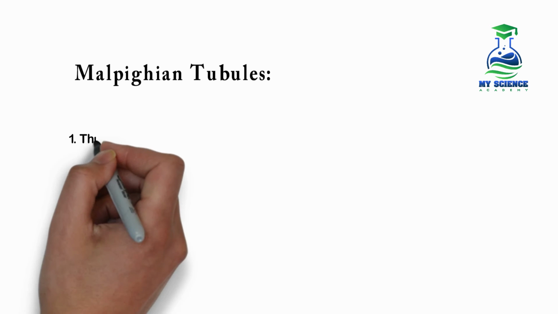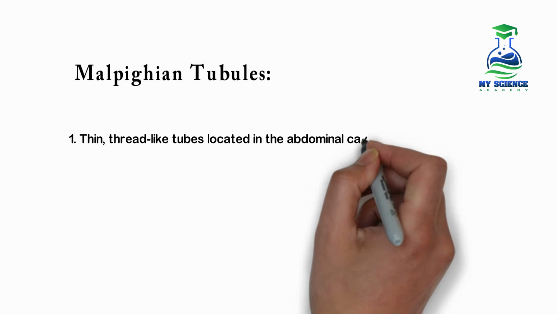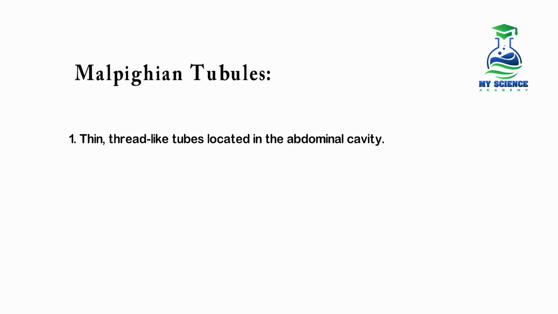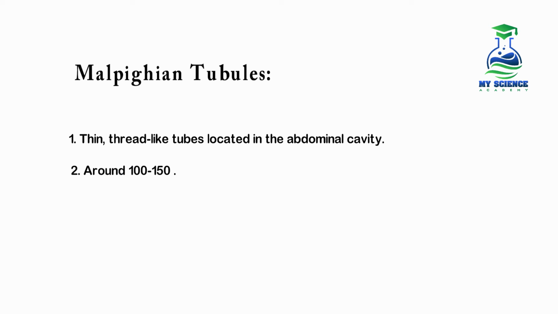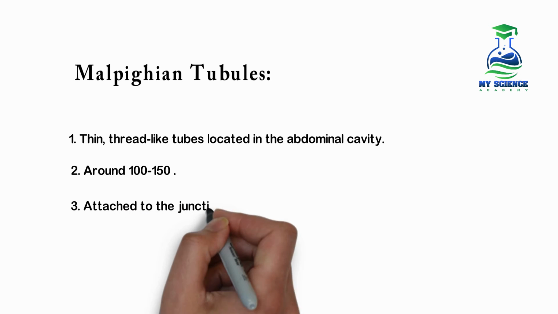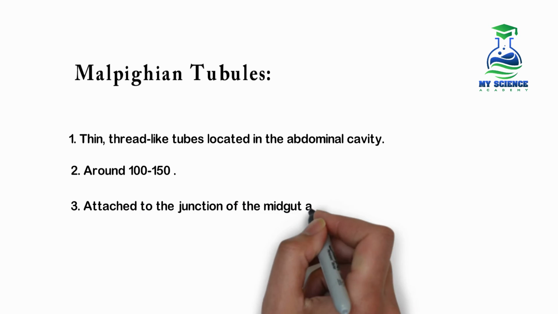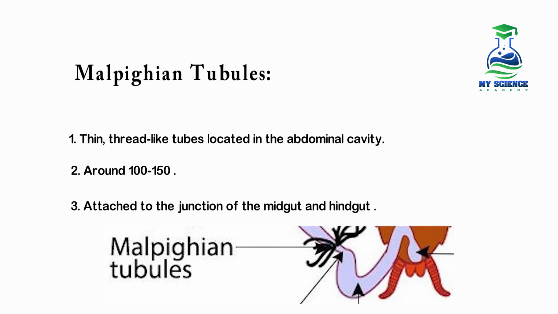Next we will see Malpighian tubules. Number 1. They are thin thread-like tubes located in the abdominal cavity. Number 2. They are around 100 to 150 in number. Number 3. They are attached to the junction of midgut and hindgut. Next we will talk about its function. Here in this diagram you can see the Malpighian tubules which are attached at the junction of midgut and hindgut.